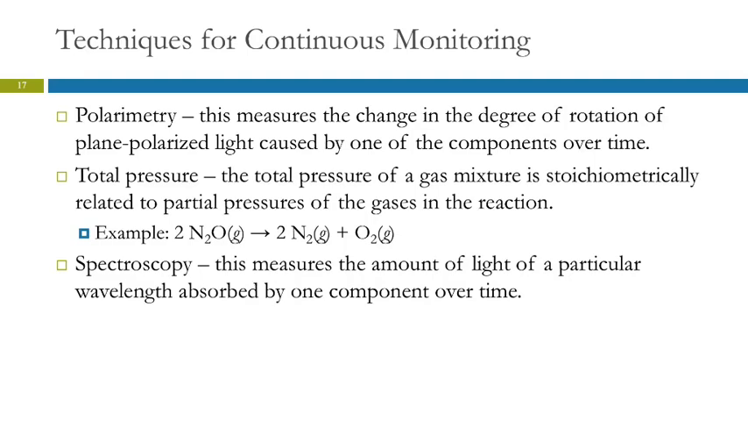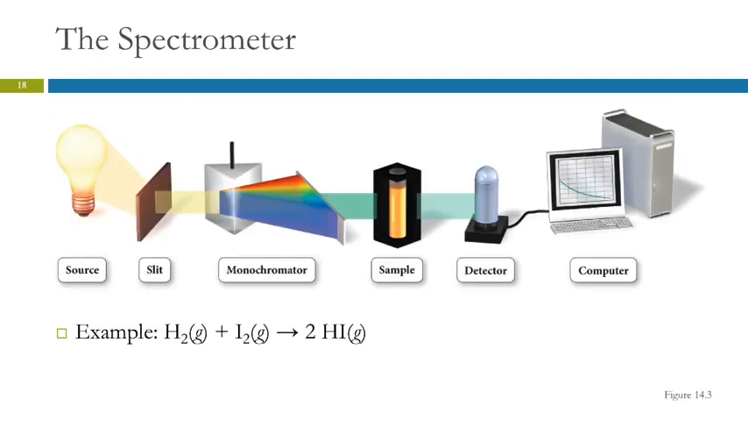Another technique is spectroscopy, and we're actually going to do this in lab. Here, the amount of light of a particular wavelength that's absorbed by one component is measured over time. So you can find a certain wavelength that one of the components absorbs. And you can measure by passing, actually let's just go, I think I have a picture. There it is. A picture of a setup here.